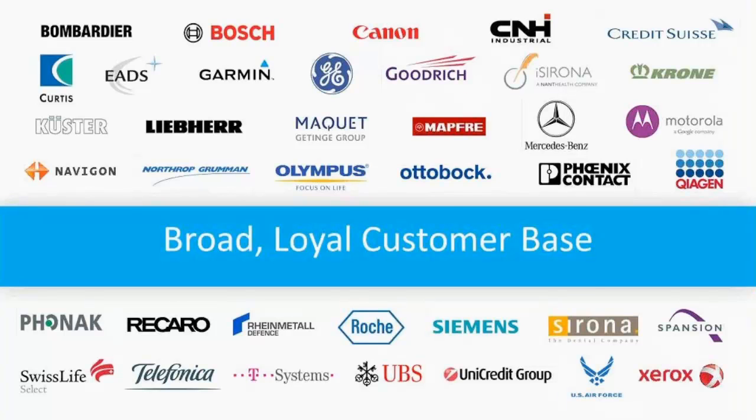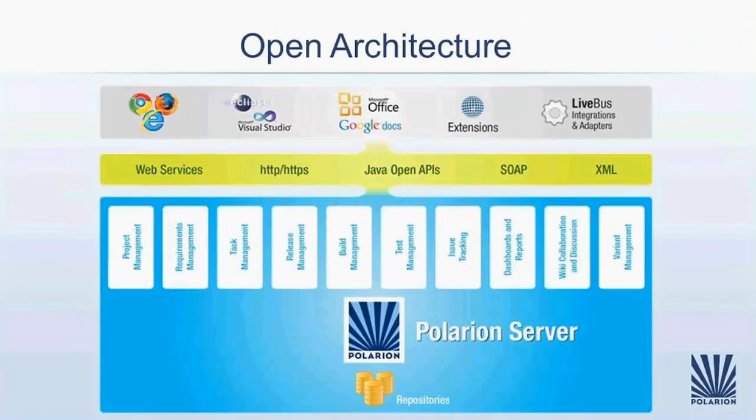About the architecture of Polarion, Polarion itself is a client-server architecture. The only thing you need to access Polarion is a web browser. You can use Google Chrome, Firefox, or Internet Explorer to access Polarion. Just use your login credentials, connect to the server, and then you can go on working.